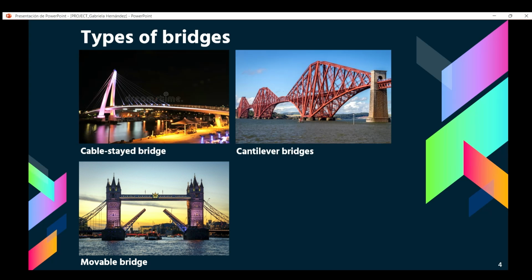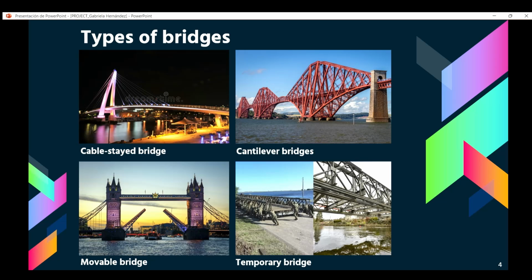Movable bridge. It has the characteristic of moving to allow normally the passage of maritime traffic. And finally, temporary bridges, which are structures suitable to be placed in emergency cases due to their ease of transport and easy placement.